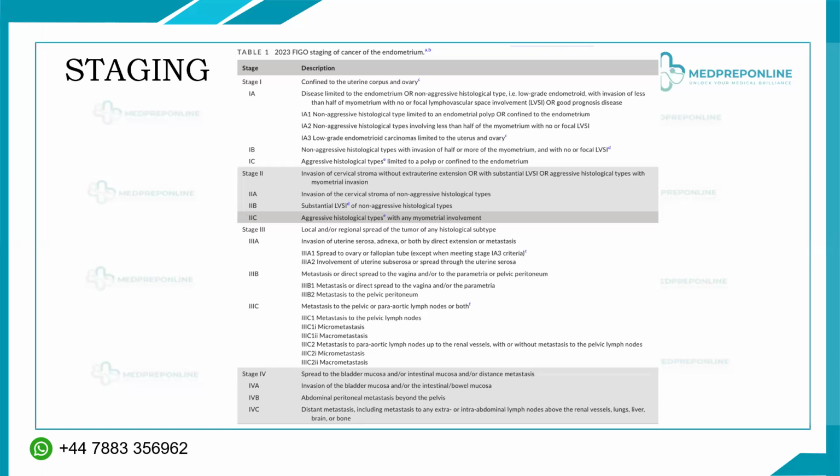Stage 4, as previously in the FIGO staging, involves the bladder as well as the rectal mucosa, as well as distant metastasis. So 4A is bladder mucosa or bowel mucosa. 4B is any additional peritoneum involved, which is beyond the pelvis. And 4C is when there is distant spread to liver, lungs, and bone.